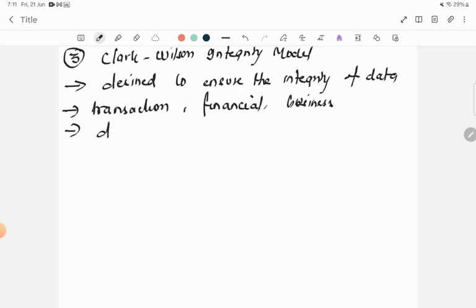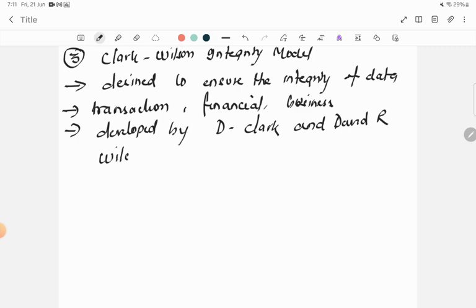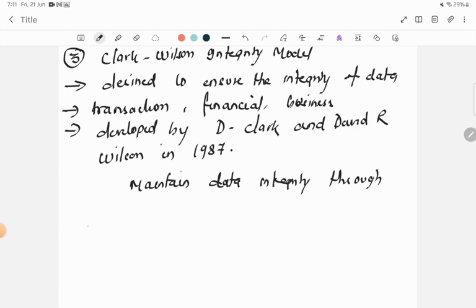This model was developed by D. Clark and David R. Wilson in 1987, and their focus was to maintain data integrity through well-formed transactions and separation of duties.